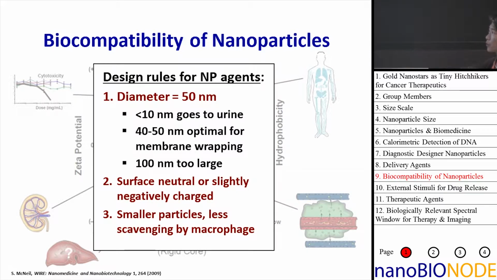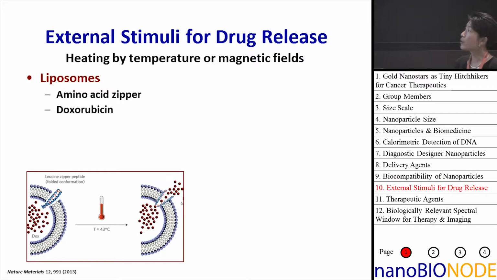You want the surface neutral or slightly negatively charged, and smaller-ish is better, so you have less taken up by macrophages, a process called opsonization. Okay, so here are some carriers for drug release. And there are different types of stimuli to be able to release the drugs. And so there's a beautiful review article in Nature Materials. This is why I put that here.